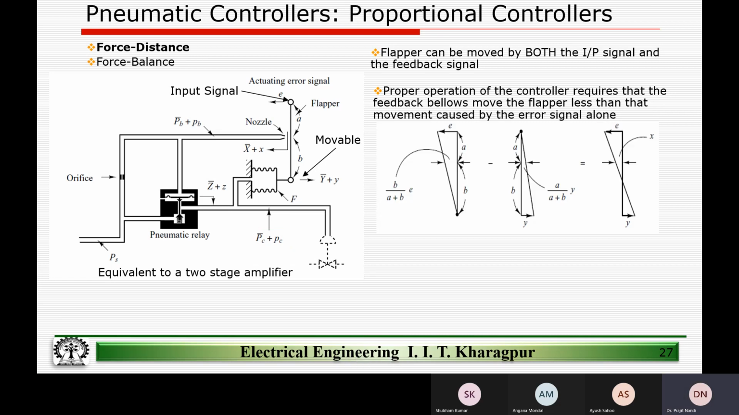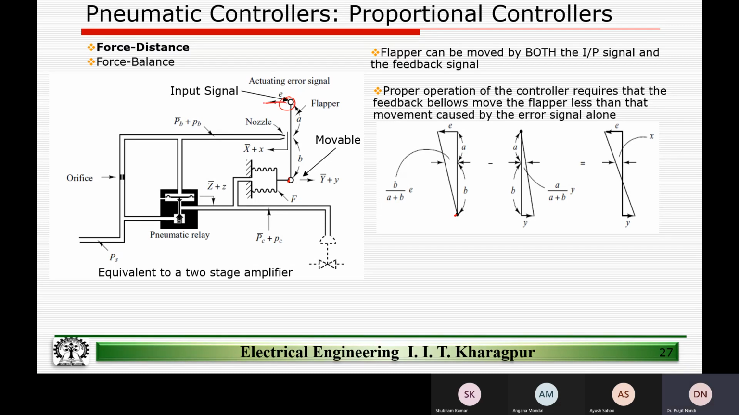Now let's do a little bit of maths. Let's say we move the top end of the flapper by an amount E. We are going to use the superposition principle. We will assume that this node is not moving for the time being. The feedback mechanism has not kicked in. This node is stable and stationary.